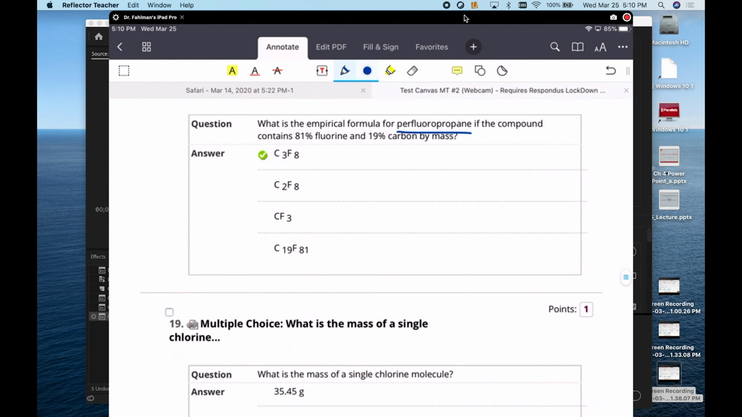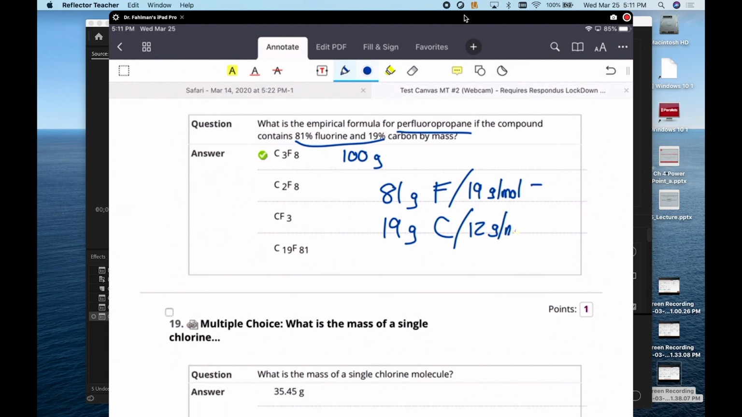Empirical formula for this organic compound. So you assume 100 grams of sample. So we've got 81 grams of fluorine and 19 grams of carbon. Then you divide by their atomic masses. So 81 divided by 19 is 4.26 moles, and then we've got 19 divided by 12 is 1.58 moles. And then you divide both by the smallest one to get the ratio.